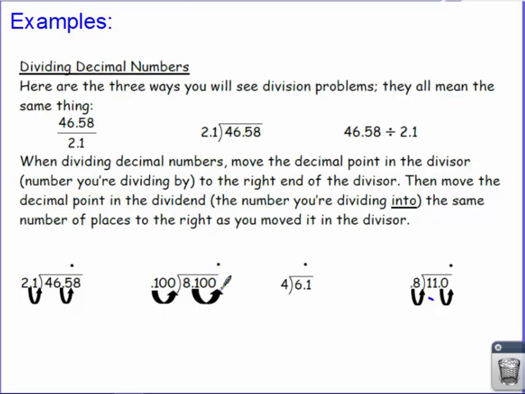Okay, 1, the divisor can't be a decimal. So you turn it into a whole number by moving the decimal however many places you need to. And however many places you move the decimal in your divisor, you have to also do it in your dividend. Move the decimal up and then begin your division.